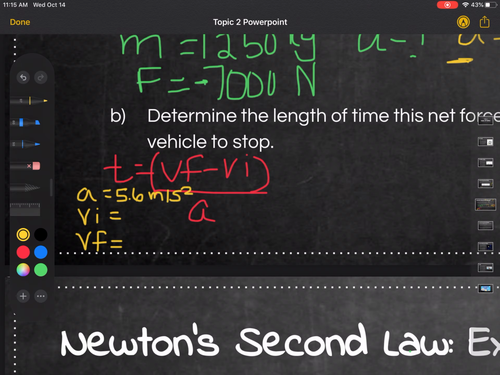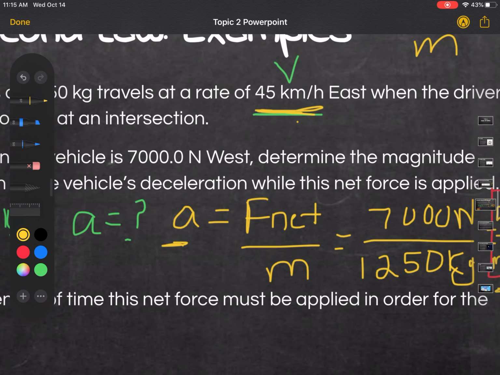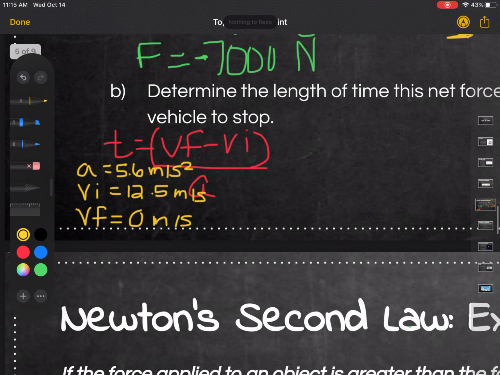For our velocity initial versus our final velocity for stopping, the final should be 0. And our initial is 12.5. Not the last question, but we converted our 45 kilometers an hour to meters per second. And now we can put it into our formula. So going back to red, our time is going to be our velocity final, which we got as being 0, minus our velocity initial, which is 12.5.